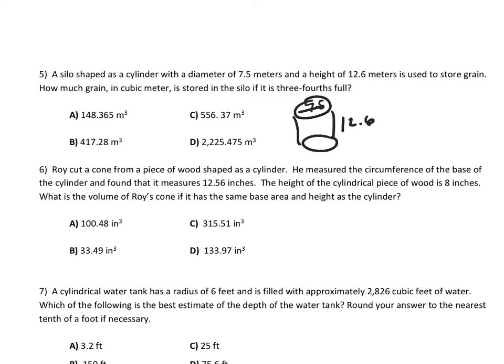So you're not going to find the whole thing, but we're going to go ahead and set it up. You're going to get pi r squared h. So this is 12.6. My radius is half of 7.5, which is 3.75. So 3.75 squared times pi. And once we get that, then we find 3/4 of it. So we're going to multiply it by 3/4. So I'm going to say pi.